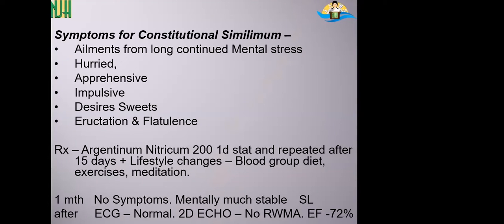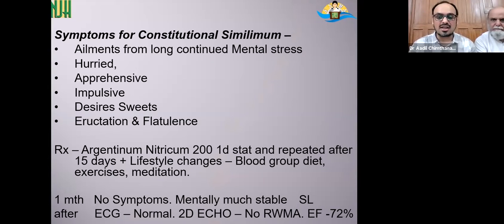Now, when he had come to us in June, symptoms for constitutional similimum: ailments from long continued mental stress, a hurried disposition, very apprehensive, very impulsive, desires sweets, eructation, petulance. You don't need to repertorize this case also. Urgent admitting was constitutional similimum, 200 dose stat and repeated 15 days after, along with extensive lifestyle changes, a blood group diet, exercises and meditation, which the patient complied with. He did all those, and you could see the pumping capacity.